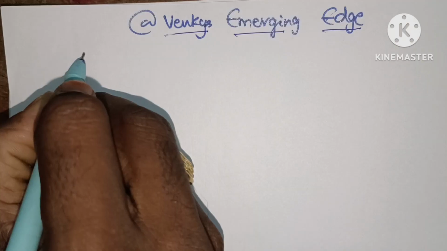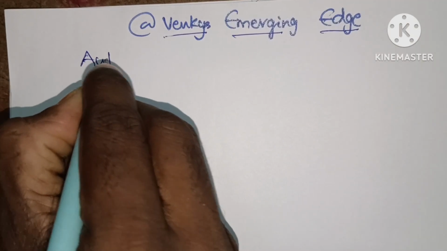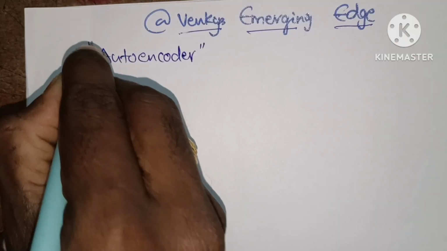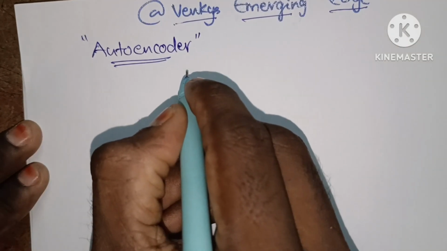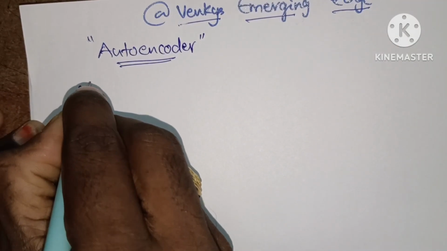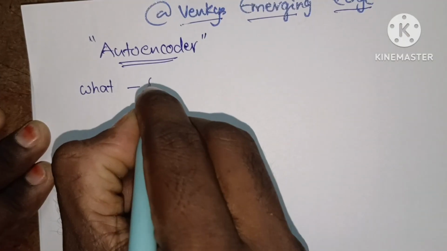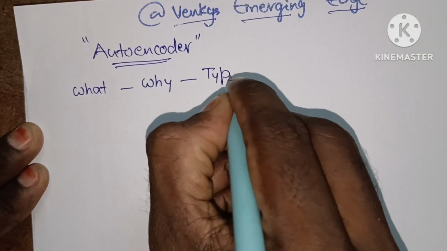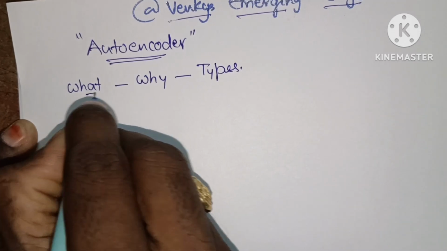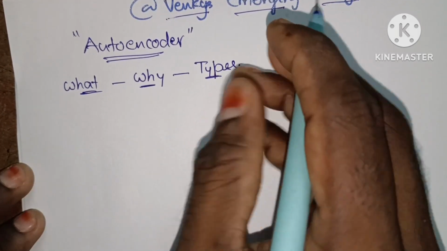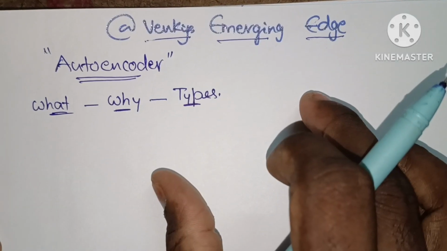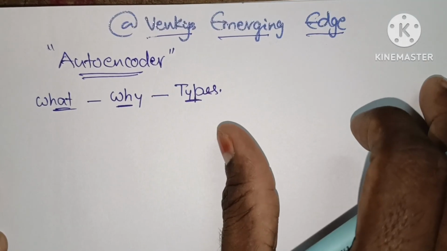Today we are mainly focused on autoencoders. This is one of the main topics in deep learning. First of all, what is an autoencoder? Why are we using autoencoders? Next, what are the different types of autoencoders? These are the main topics covered in this video. This is mainly required from the exam point of view or interview point of view.